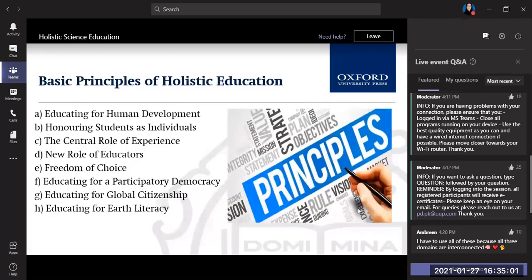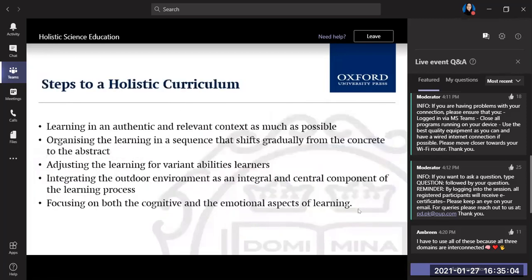Right now, I'm going to focus on steps to a holistic curriculum. Now, in this, what can we do? We need to focus on learning which is in an authentic and relevant context as much as possible. We might have a lot of trouble, but since now we have all commenced with virtual learning, we can bring a virtual world and make the context as relevant as possible. So this can be done.